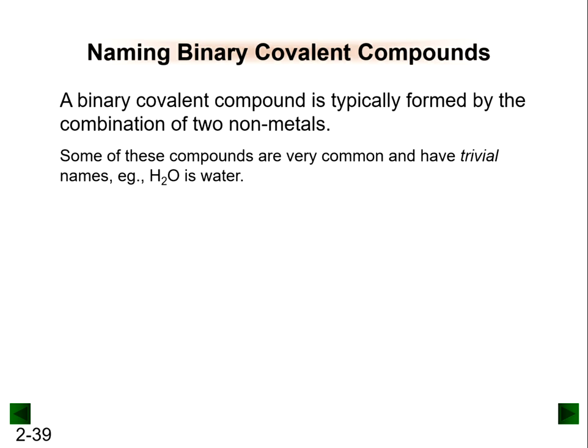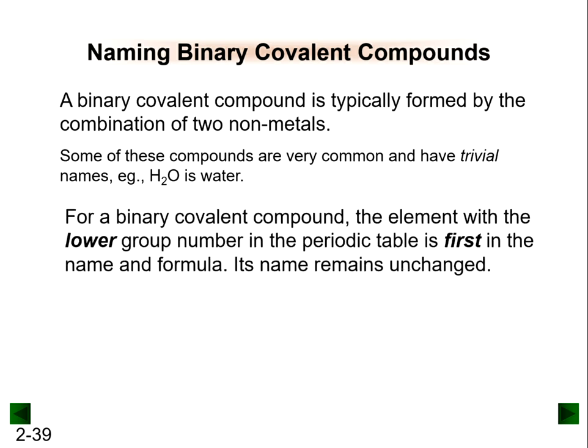So now we'll look at naming binary covalent compounds. This is where we have two nonmetals. We've looked at this before. For binary covalent compounds, the element with the lower group number in the periodic table is first. For example, group 15 would be listed before group 16. But if they're both in the same group, then you use the element that is lower down in the periodic table.